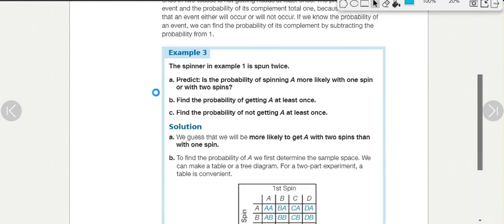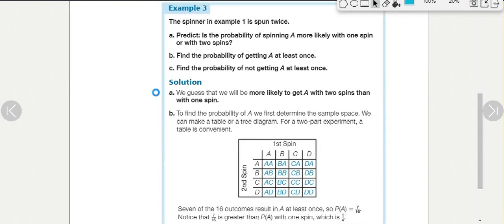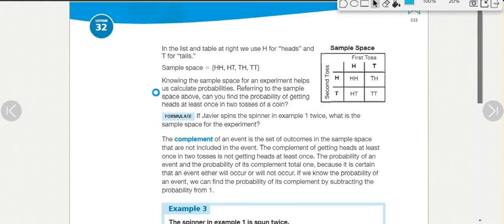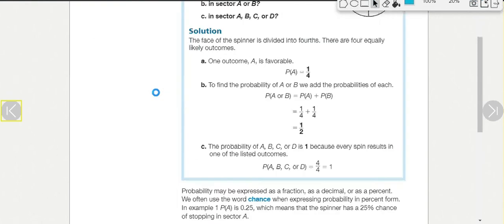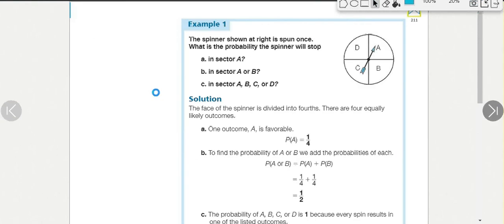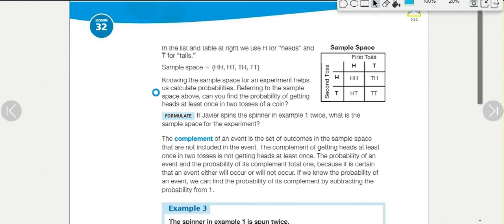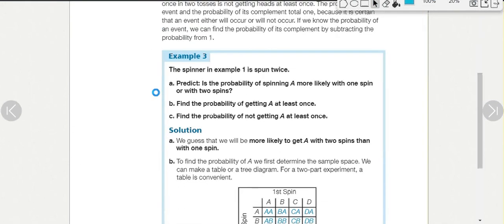So if a spinner is spun once, from up here, it was this spinner. Keep your finger on that page. Okay, we're spinning the ABCD spinner. Predict, is the probability of spinning A more likely with 1 spin or with 2? Well, you do it twice, now you've got the same thing, right?